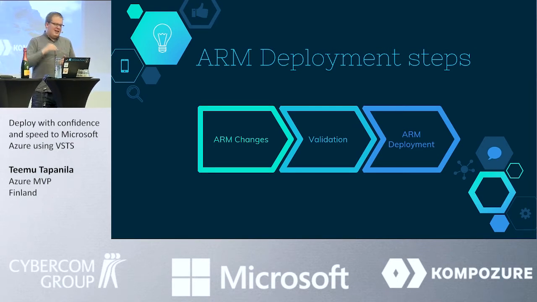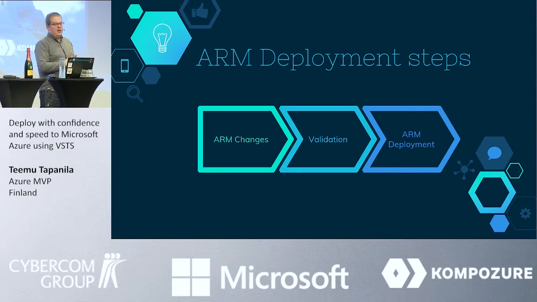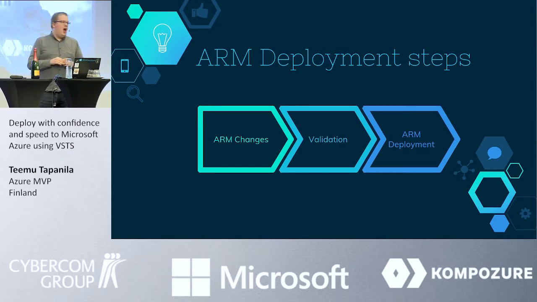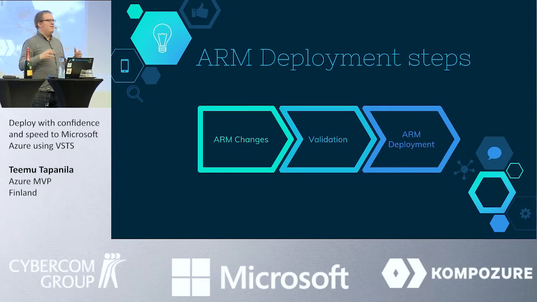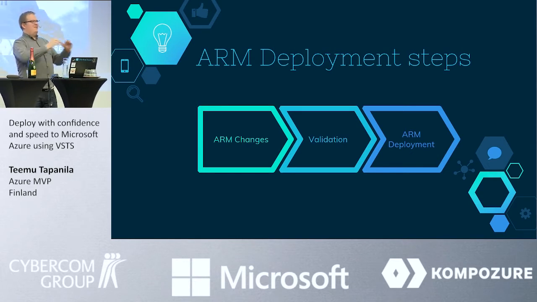So the deployment steps, how it should be, is that you make changes to the ARM template, then you validate the changes, and then you make a deployment using that. How many here try the ARM template towards some kind of testing environment before, like a completely new environment, before going towards dev? So everybody goes directly to dev with the ARM template.